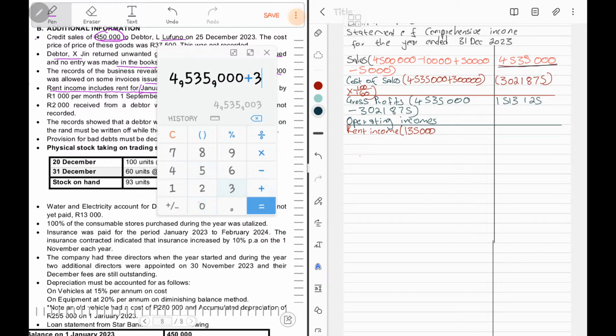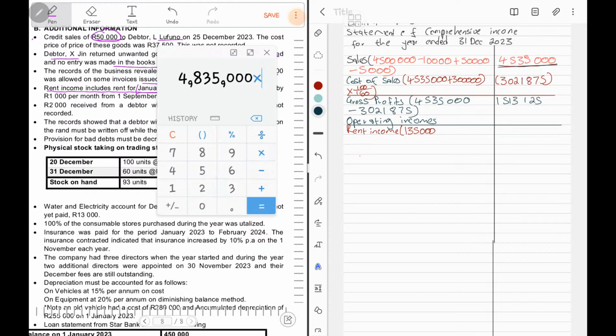Then we add 300,000, that gives us 435,000. Then we multiply by what? By 100 over 160. That gives us 3,021,875.